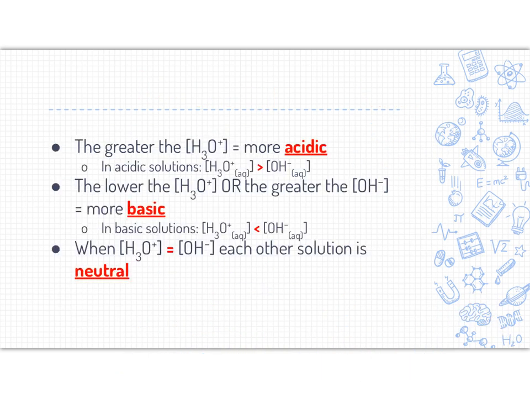Well, we know the greater the concentration of H3O+ or hydronium, the more acidic a solution is. In acidic solutions, the concentration of H3O+ is greater than the OH- concentration. The lower the H3O+ or hydronium ion concentration, or the greater the OH- concentration, the more basic a solution is. In basic solutions, the concentration of H3O+ is less than the concentration of OH-. When they are equal to one another, like we saw in water, the solution is neutral.